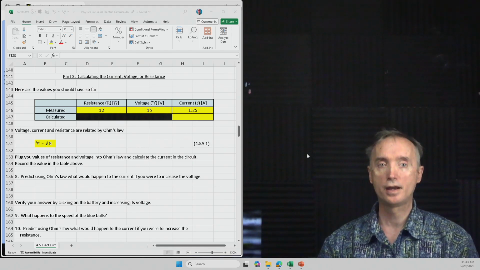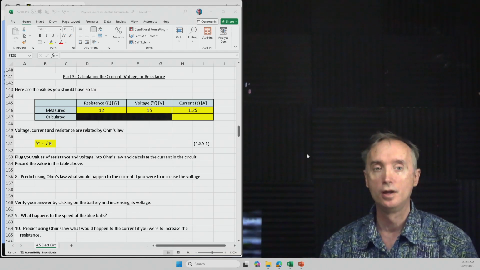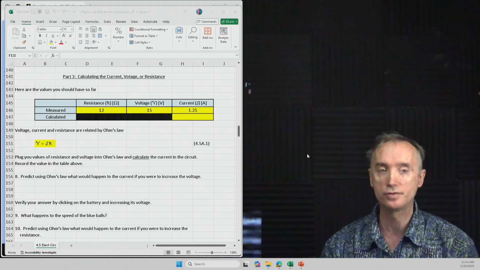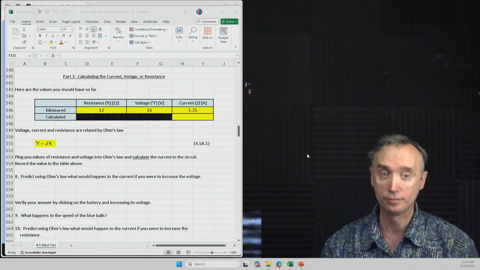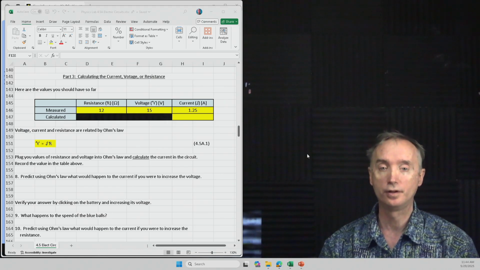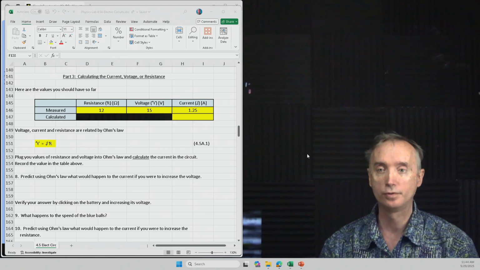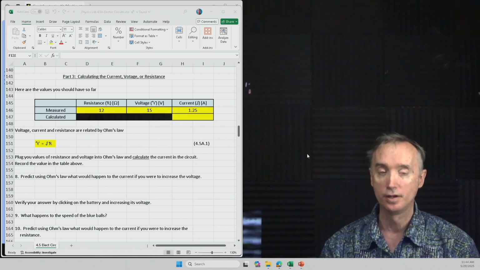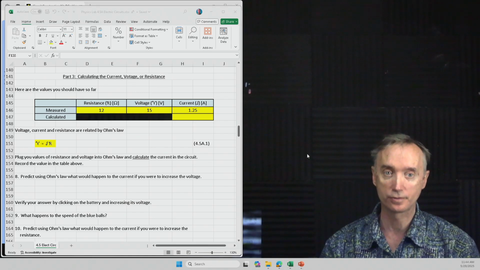Okay, I'm back, and now we're going to do part 3 of the lab, which is how to calculate currents, voltages, and resistances. So we've measured it using the voltmeter and the ammeter. There's actually even another type of device, a multimeter, that can measure resistances, but they don't have that in the simulation. So we can't actually measure the resistance of the resistor, but we could do the current and the voltages.